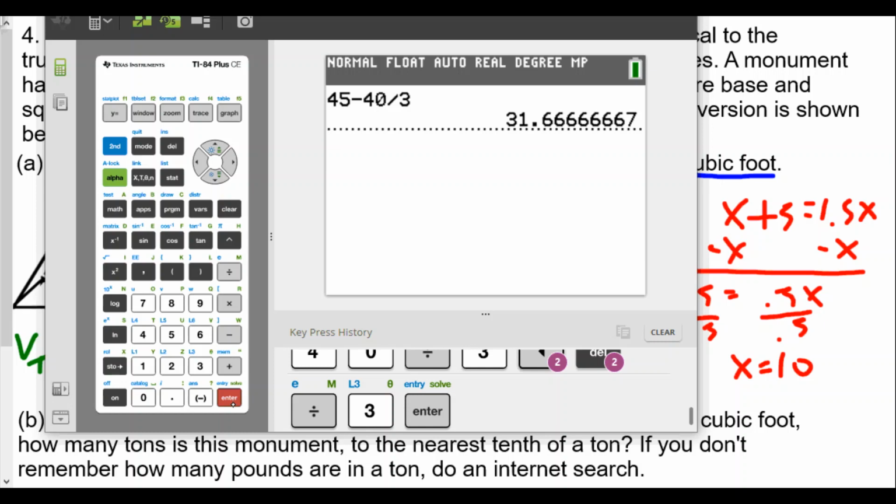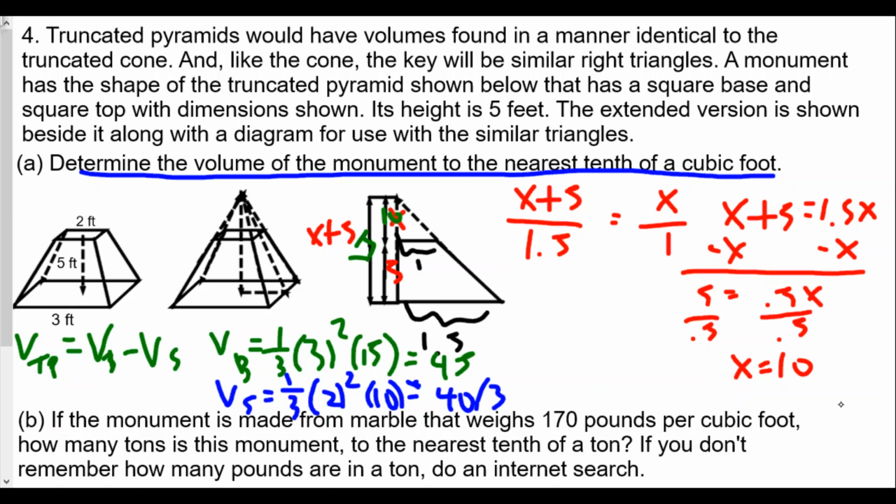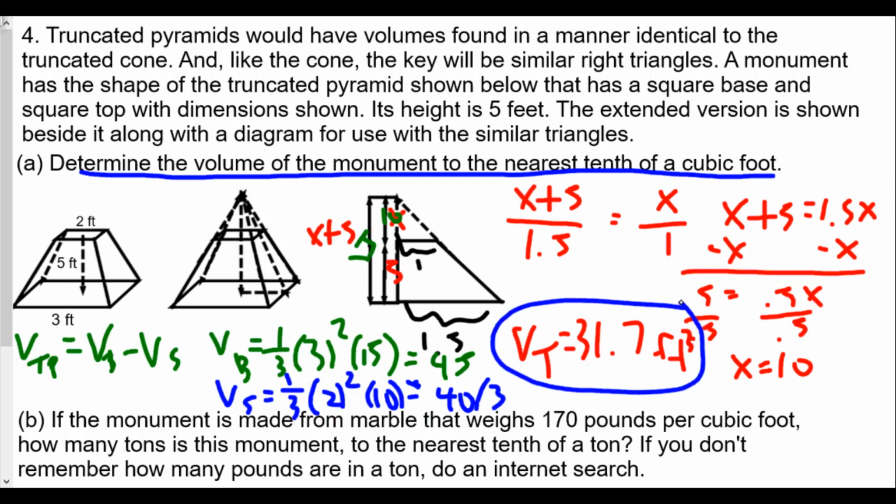Probably because in this case 40 divided by 3 is, I believe, 13 1/3, and of course you do the math there. 45 minus 13 1/3, you get 31.66 repeating, or 31 2/3. But to the nearest tenth of a foot would be 31.7. So our difference, the volume of the truncated pyramid, is 31.7 cubic feet. Okay, so that's going to be our volume here.